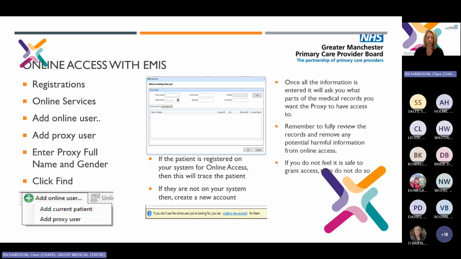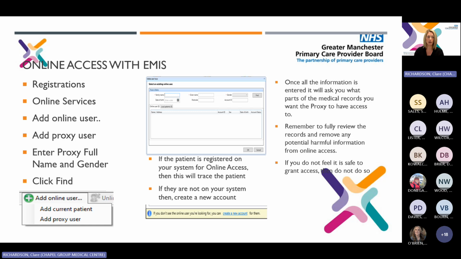If they're not registered at your practice, you can still create an account. So it will give you a new box, which is here, and you just click on create new account and a new box would come up. That is why it's really important to get all the information when they're filling the form in, because otherwise you can't give access to anyone. Really important as well that you get their email address so it's stored on the system. You can send the PIN number out to them.